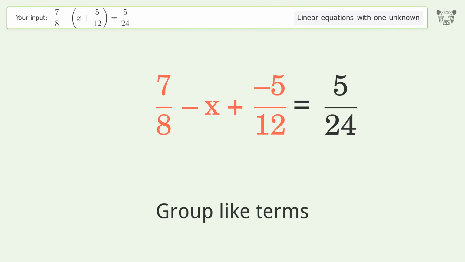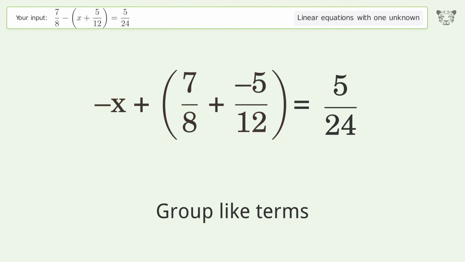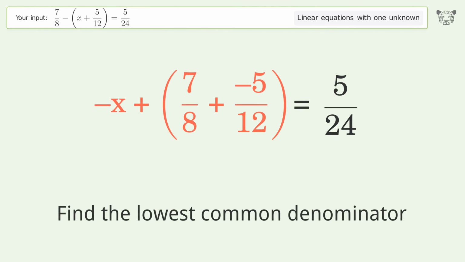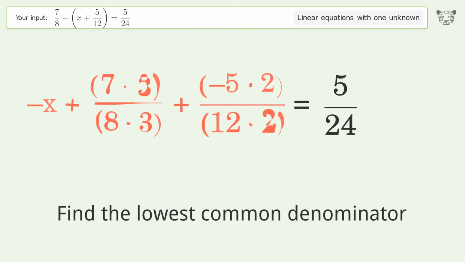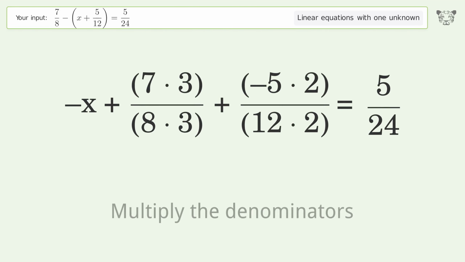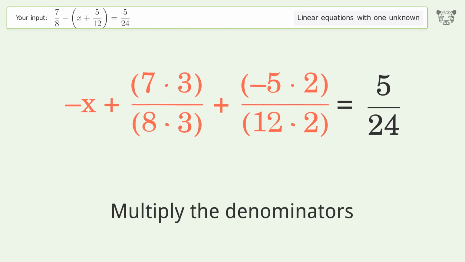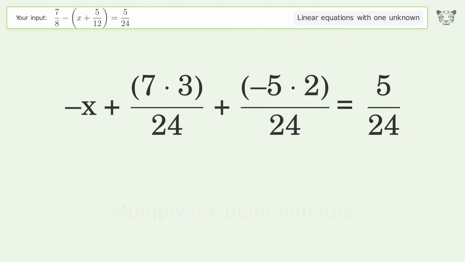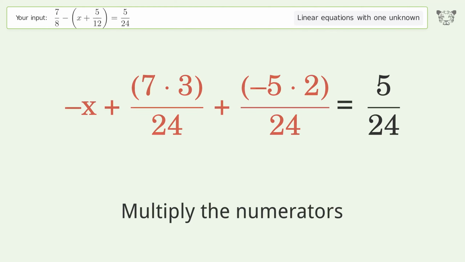Group like terms. Find the lowest common denominator. Multiply the denominators. Multiply the numerators.